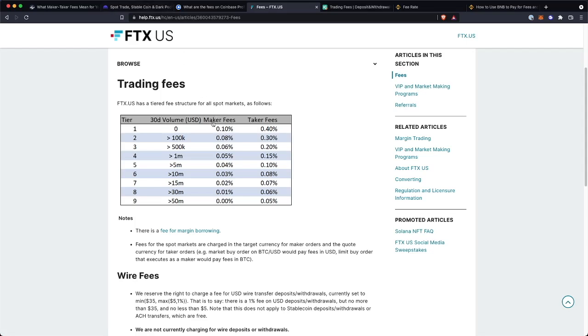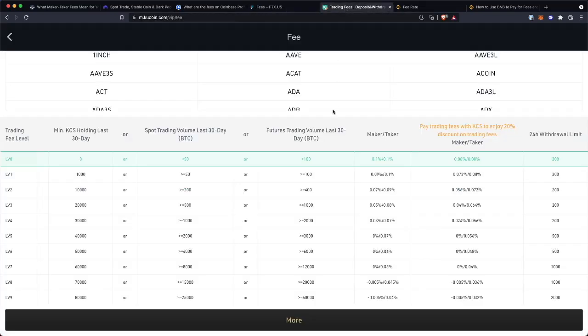That being said, FTX US has limited cryptocurrencies, so you're going to have a lot more options on both Coinbase Pro and Kraken. You're going to have a lot more options of different currencies to trade between. But if you are interested in trading the currencies that FTX US offers, you're going to be paying a lot less in fees. So far, FTX US is our winner on the fees. Let's take a look at Kucoin.